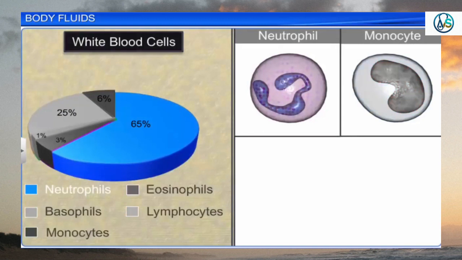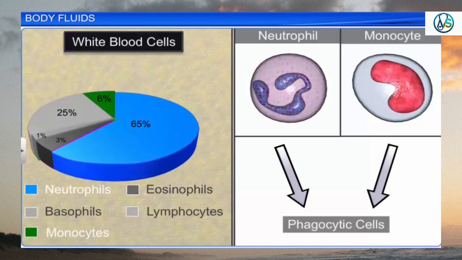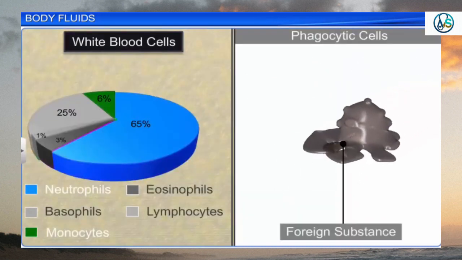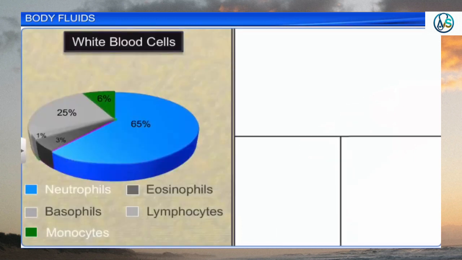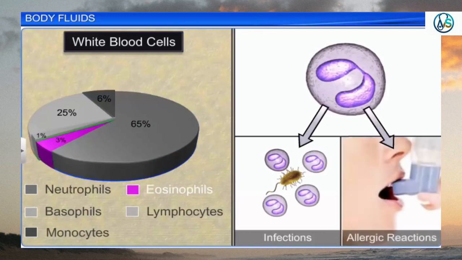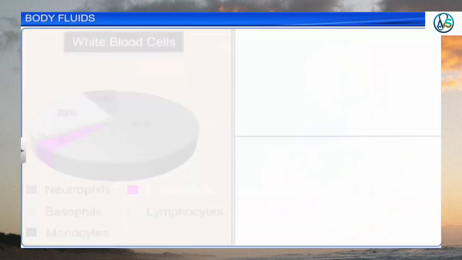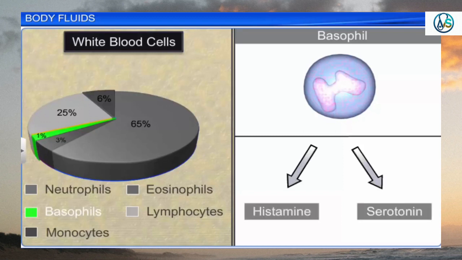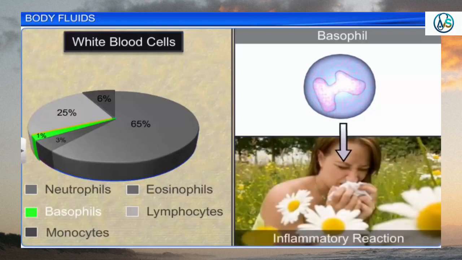For example, neutrophils and monocytes act as phagocytic cells, and destroy foreign substances by engulfing them. On the other hand, eosinophils fight infections and are linked to allergic reactions, while basophils, the smallest granulocytes, secrete substances such as histamine and serotonin and are involved in inflammatory reactions.